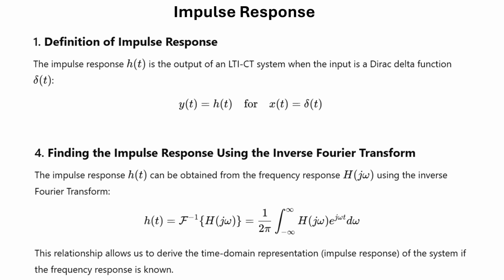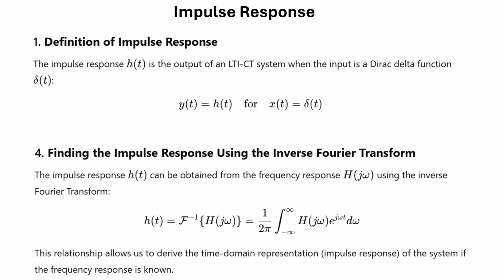So let's see here how we can find the impulse response. Simply, we find the impulse response using the inverse Fourier transform. If you want to find it using the inverse Fourier transform, then h(t) will be the F inverse of H(j omega), which is equal to 1/(2 pi) times the integral from minus infinity to infinity of H(j omega) e to the power j omega t d omega. So this will give you the inverse Fourier transform.